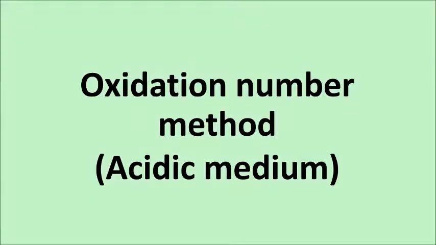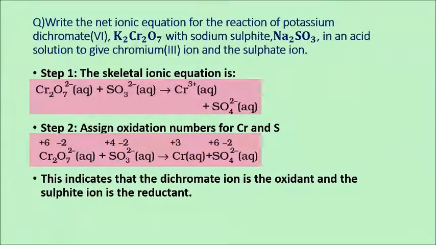Now let's see the first type of balancing, that is the oxidation number method in acidic medium. With a problem, we can understand the steps. There are 5 steps with which we have to balance the ionic equation or the chemical reaction in acid medium. Right? Let's see the question.